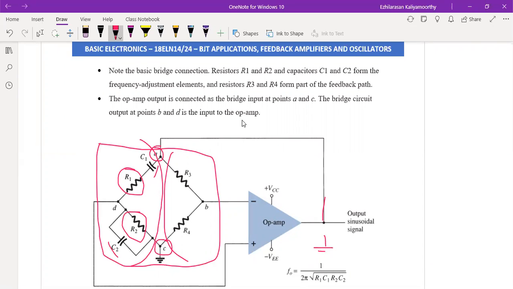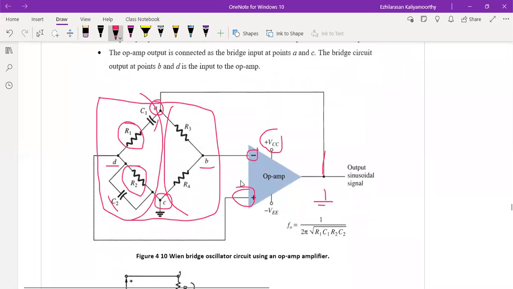Next to the bridge circuit, the points B and D. B is connected to the input of the op-amp, and D is also connected to the input of the op-amp. So I can say the bridge circuit outputs at point B and D as the input to the operational amplifier. The operational amplifier has VCC plus and VCC minus. Now the output will be a sinusoidal signal. This is the basic construction of the Wien bridge oscillator using an op-amp.